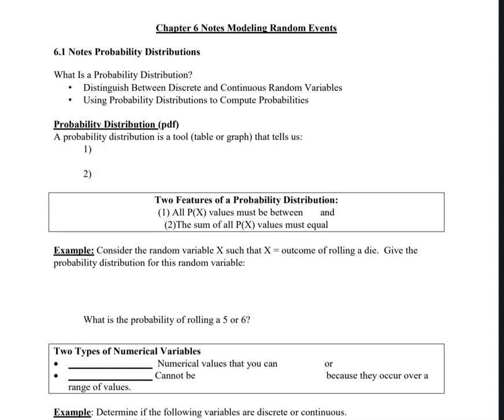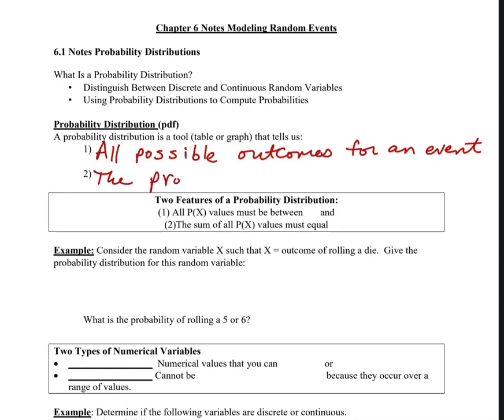It tells us two key features. So the first is all possible outcomes for an event. Okay, so all the things that could happen. And then it tells us the probability for each of those outcomes. So the probability for each outcome. It could be displayed as a table. It could also be displayed as a graph, and it depends on the type of variable that we're looking at, which we'll get more into in just a moment.